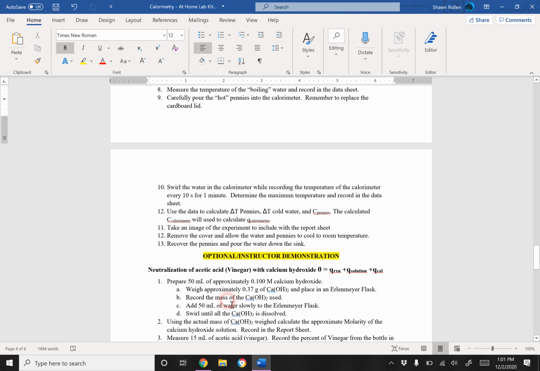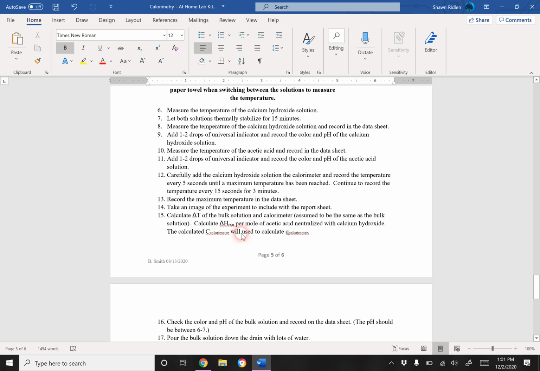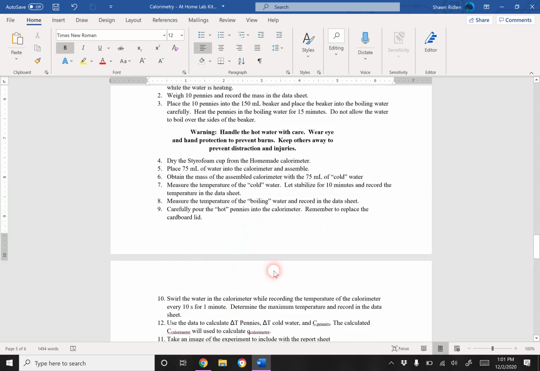You don't need to do this acid-base portion. We're going to go ahead and skip that since it's essentially the same thing. I'd rather just not do that for this time around.